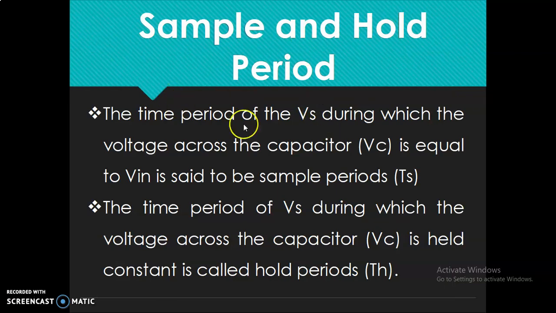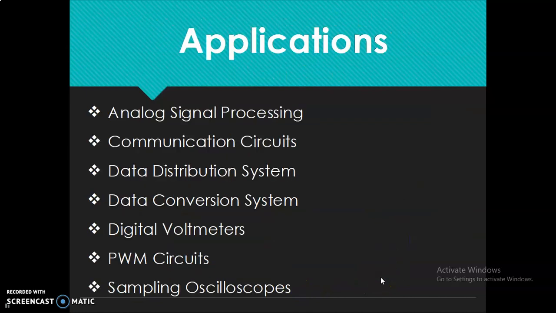Sample and hold period. The time period of Vs during which the voltage across the capacitor Vc is equal to V input is said to be the sample period and denoted as Ts. In the same way, the time period of Vs during which the voltage across the capacitor Vc is held constant is said to be the hold period. It is denoted by Th.